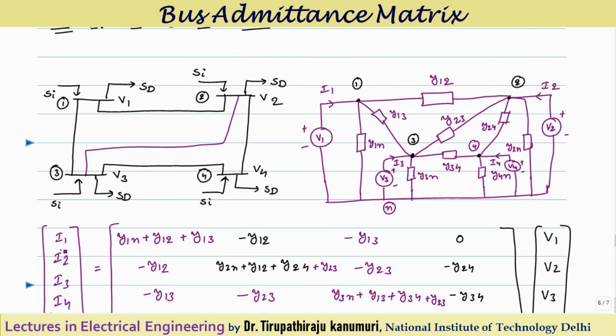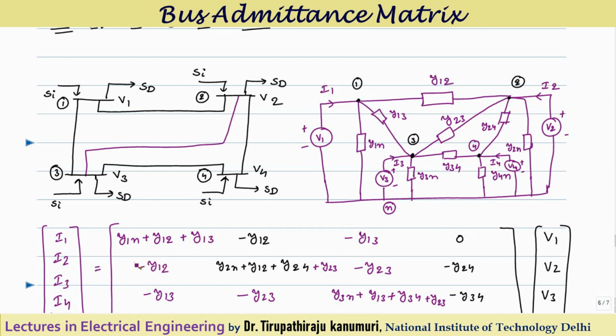I want to calculate the value of I1 or Y11. Y11 is all the elements connected to node 1. What elements are connected? Y1n is connected, Y13 is connected, Y12 is connected. Between node 1 and 2, Y12 is connected, we have to take minus, so minus Y12. Between node 1 and 3, Y13 is connected. Between node 1 and 4, they are not connected, so that is why it is 0.